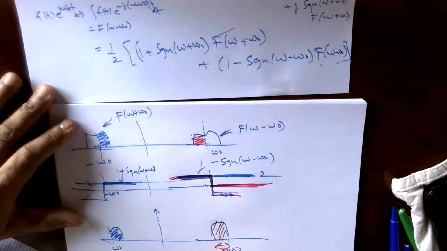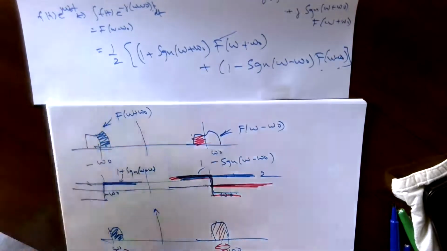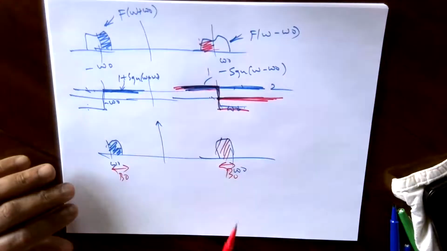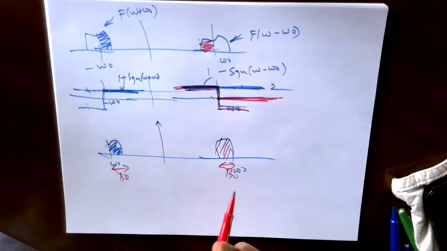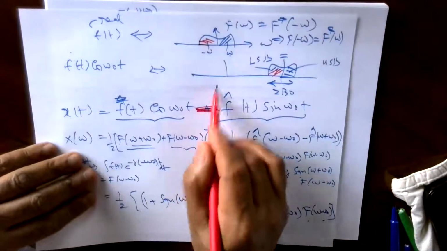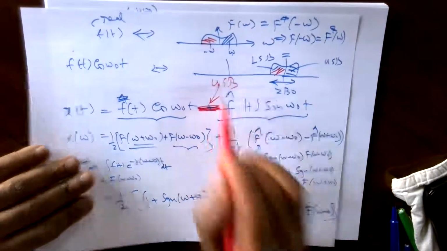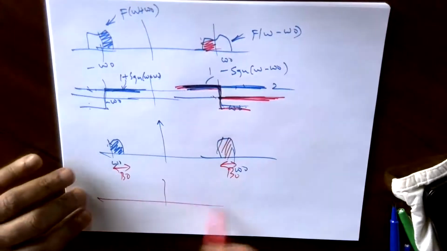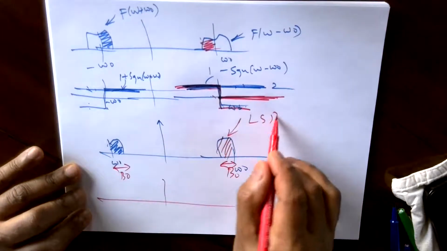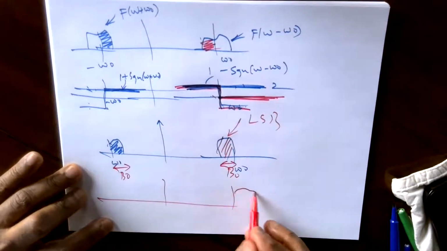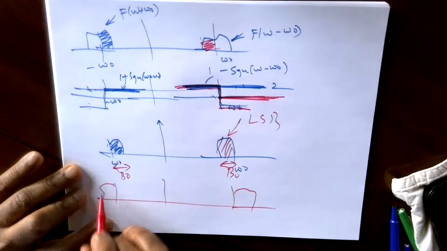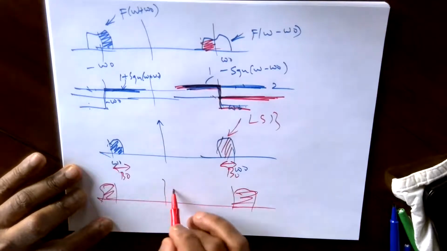So the point is now you're only transmitting one sideband, and it has got the same information of the original signal. And if you put the minus sign here, you'll pick up the upper sideband, which is the other signal. So this is the lower sideband, and the upper sideband is outside. This is the upper sideband.